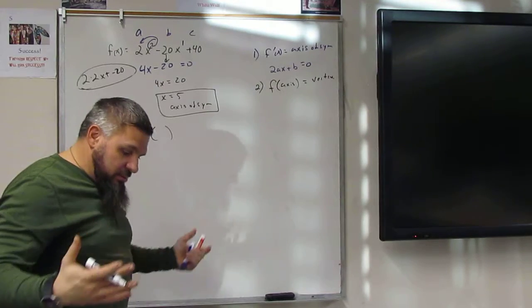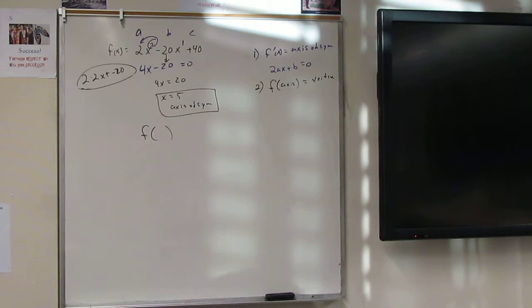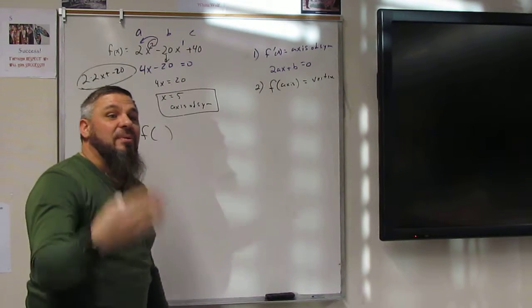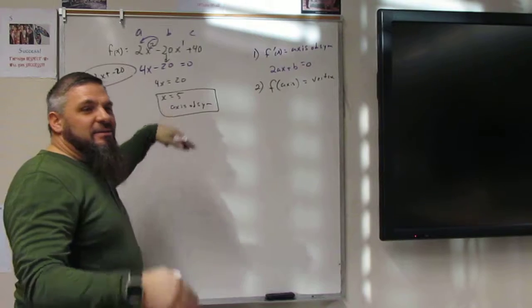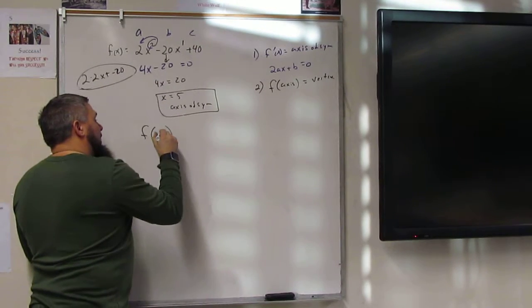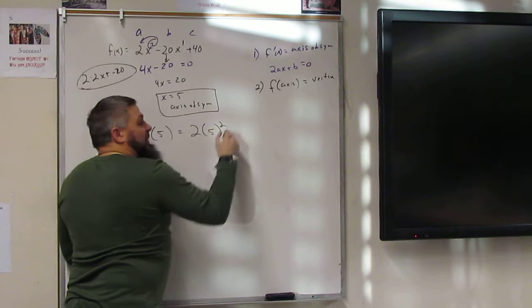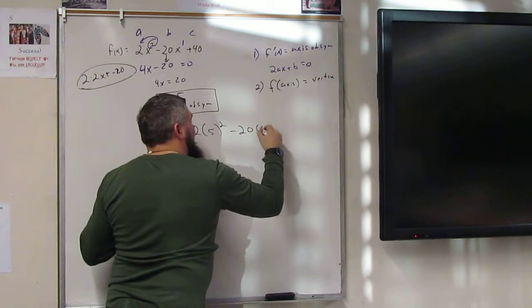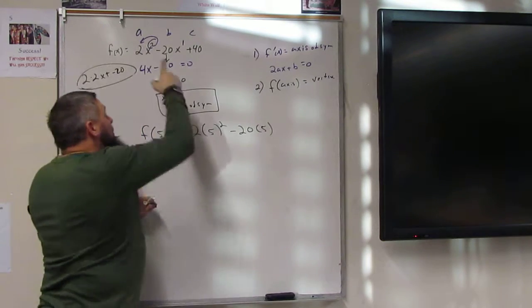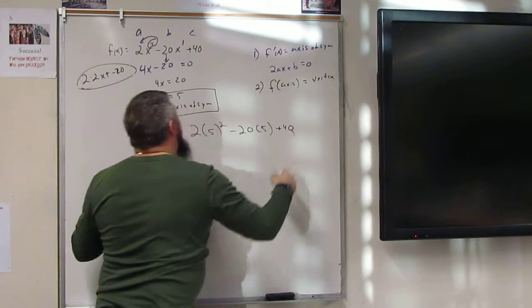We're trying to find the vertex. The only way to find the vertex is to have the x and the y. We have x. Now we have to find y. To find y, we plug it in. So 2 times 5 squared minus 20 times 5 plus 40. And that's why it's really important we have the 40 now.